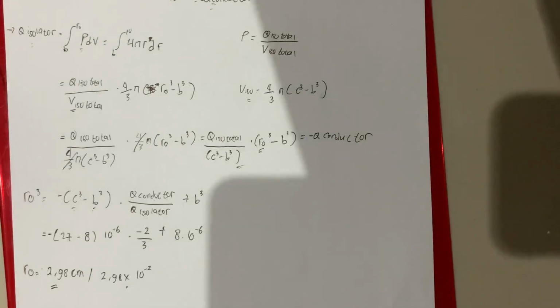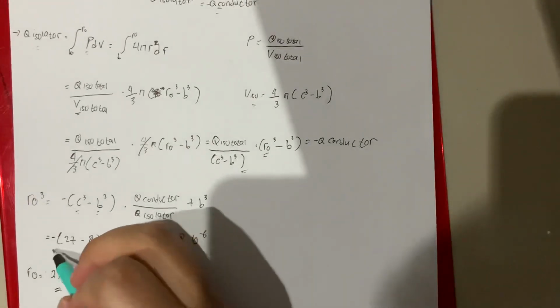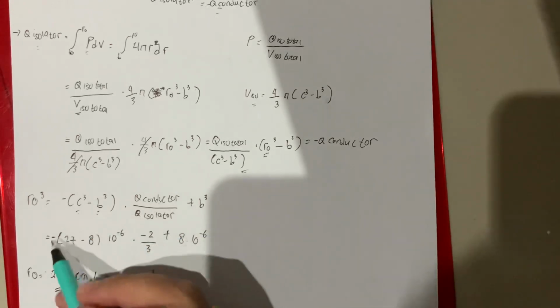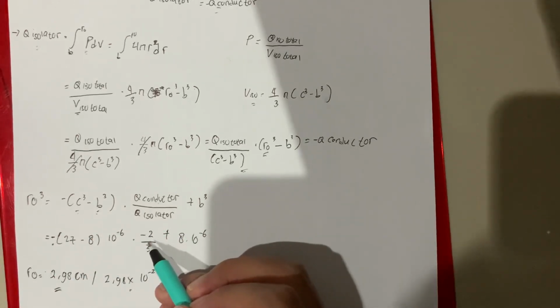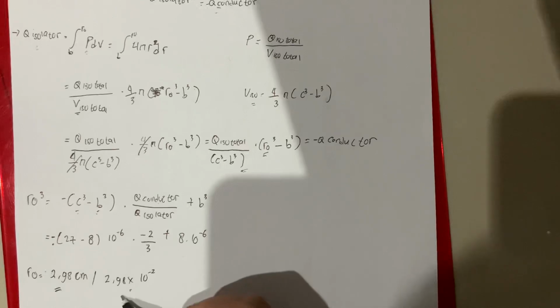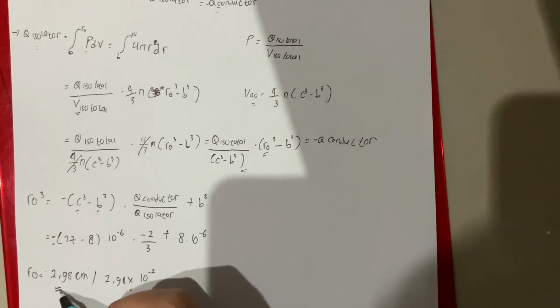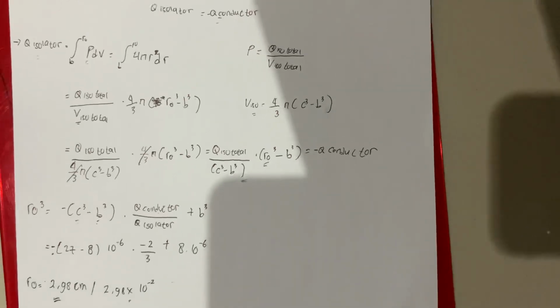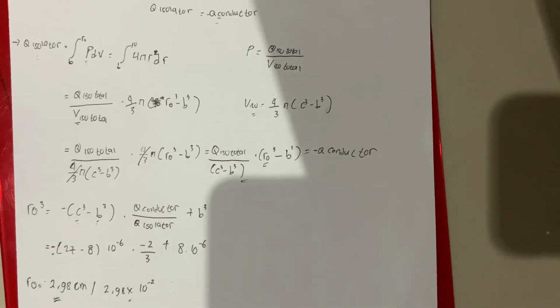Thank you. I just realized that I forgot to put the minus sign on the equation. I'm sorry for the mistake. So the result can be written as 2.98 centimeters, or 2.98 times 10 to the power of minus 2 meters. Thank you. Sorry for the mistake.